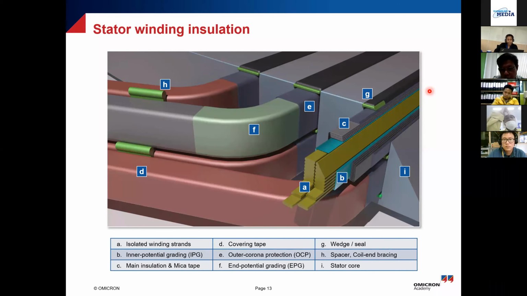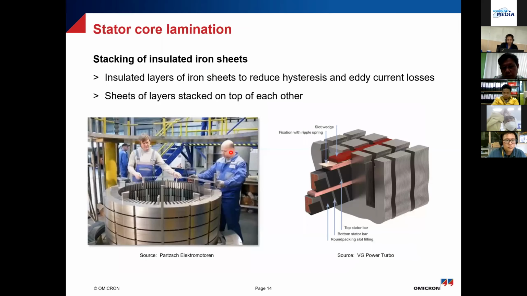Because of that. Also in the end winding portion, you have end potential grading, and this is to ensure you have a uniform potential change across the end winding. You have these wedges and spacers connected in the end winding. And finally, you have the core, which is made of different laminations. So you can see here the core.